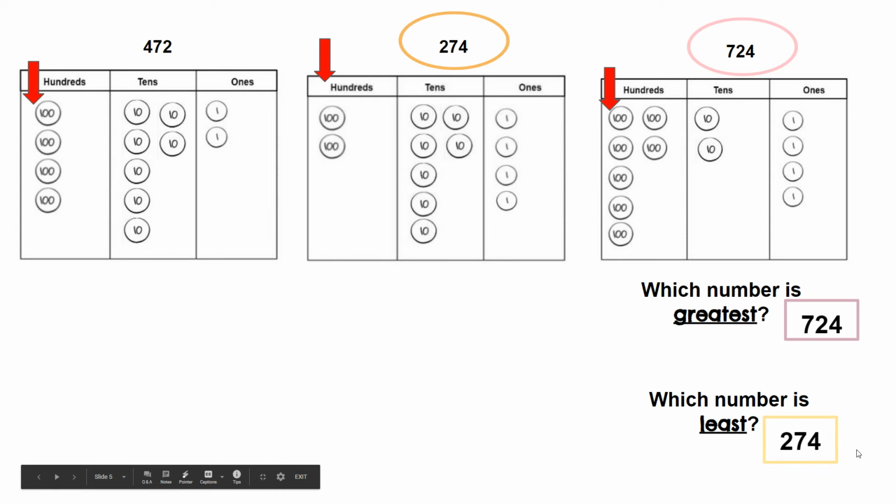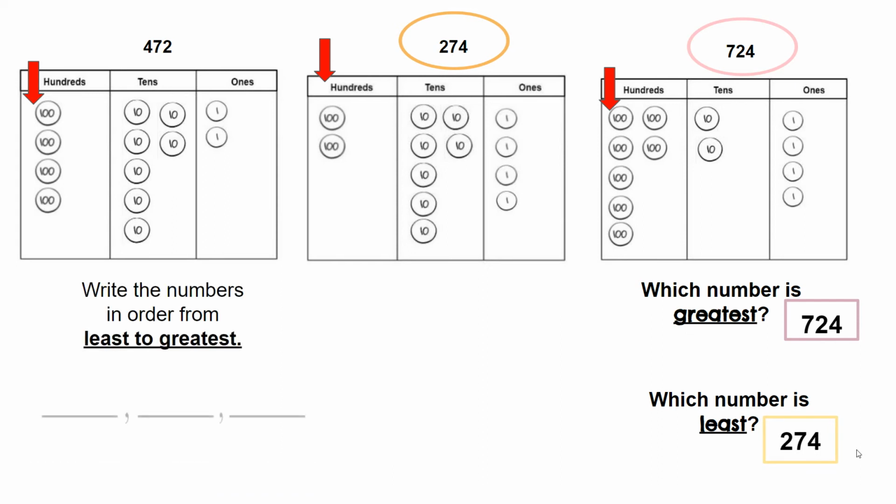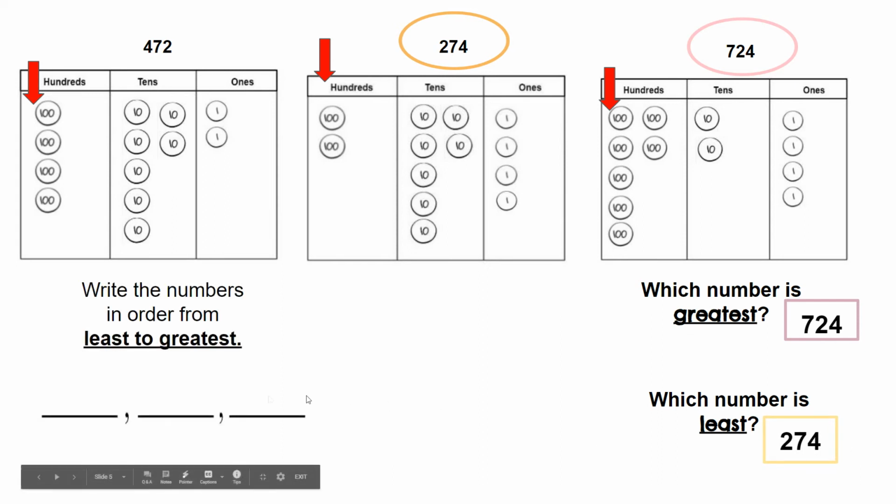Let's answer one more question. Here we go. Write the numbers in order from least to greatest. We already know that the number 274 has the least value of all because 274 has only 200. It has the fewest groups of 100. So I am going to write down 274 here in the first blank because it has the least value.